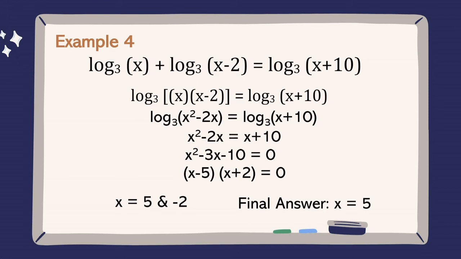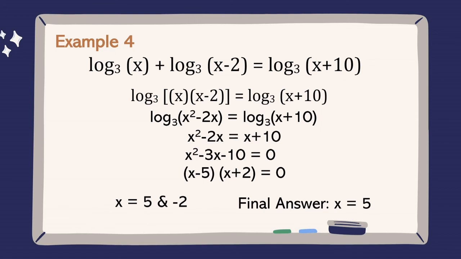What we want is to have a single log expression on each side of the equation. So first we apply the product rule. We have logarithm of x times x minus 2 to the base of 3 equals logarithm of x plus 10 to the base of 3. Then simplify by distributing x. Now, it is logarithm of x squared minus 2x to the base of 3 equals logarithm of x plus 10 to the base of 3.